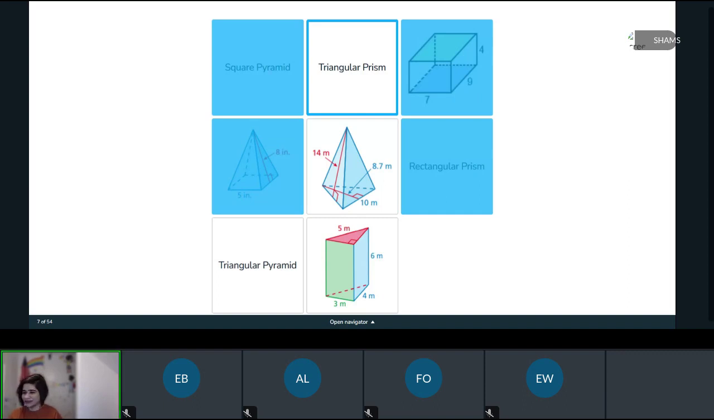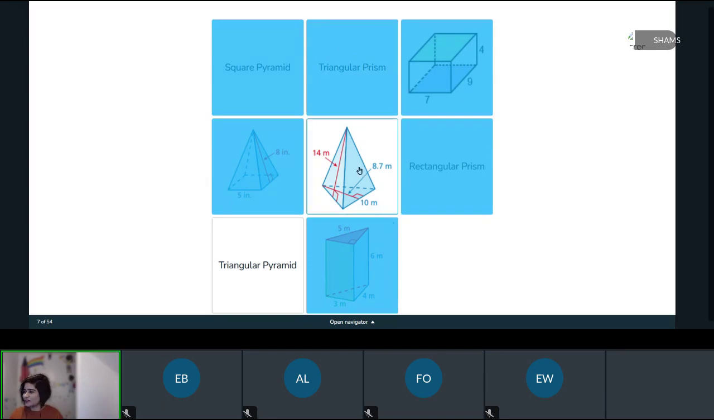The third, there you go. You were right. Very good. And then the leftover picture, look at the base. The base is a triangle and it is a pointy top. It is a triangle base with a pointy top. It is a triangular pyramid, pointy top, or pyramids. Right?